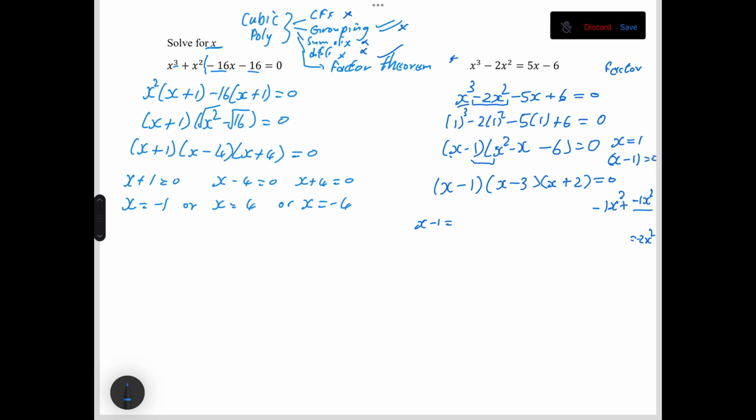Now you don't have to do all of this as a grade 12 learner. I'm just showing this to people that want an understanding of why we do certain things. That gives me x is equal to 1, x is equal to 3, and then x is equal to negative 2. And there we go. And so that's how you do it.